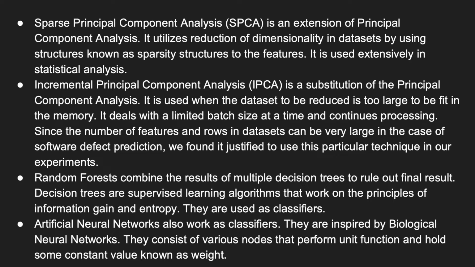We have considered random forest and ANN. Random forest combines the results of multiple decision trees to arrive at the final result. Decision trees are supervised learning algorithms that work on the principle of information gain and entropy. These are used as classifiers in our case. Artificial neural networks also work as classifiers for us. They are inspired by biological neural networks. They consist of various nodes that perform the unit function and hold some constant values known as weights.